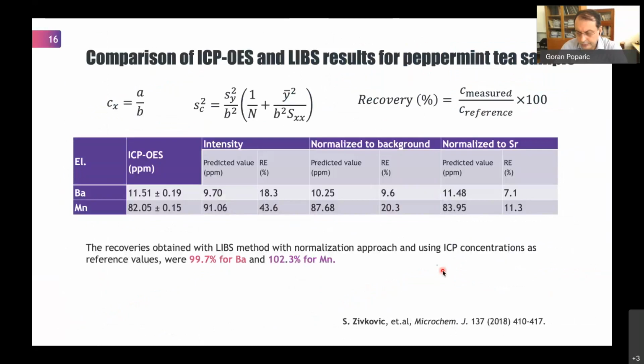On this slide, I have three basic equations: for the calculation of the estimated concentration in the sample, the formula for the calculation of the relative error of our method, and the recovery formula, where C reference is obtained by ICP-OES analysis and was treated as the true value. What we can see from these results is that the normalization approach gives us more reliable and more accurate results, with a lower relative error.